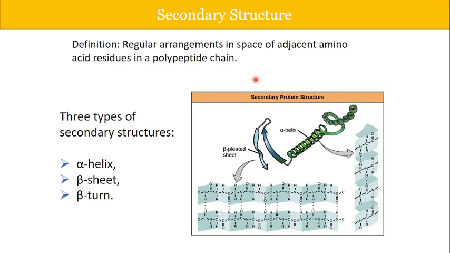Now, next coming to the secondary structure. Secondary structure is the regular arrangement in space of adjacent amino acid residues in a polypeptide chain. There are three types of secondary structures, namely the alpha helix, then the beta sheets, and then the beta turns.